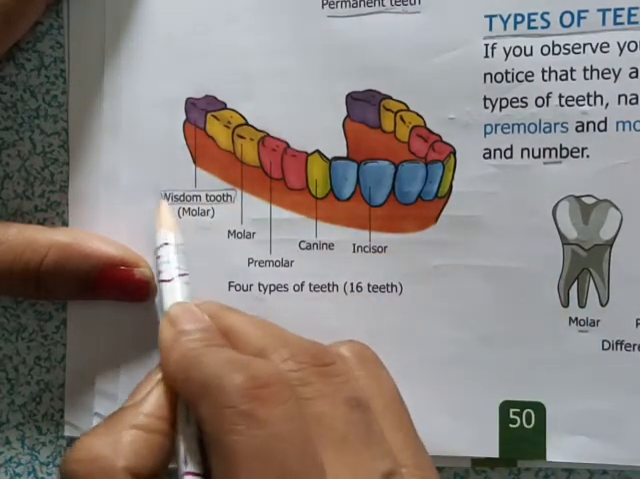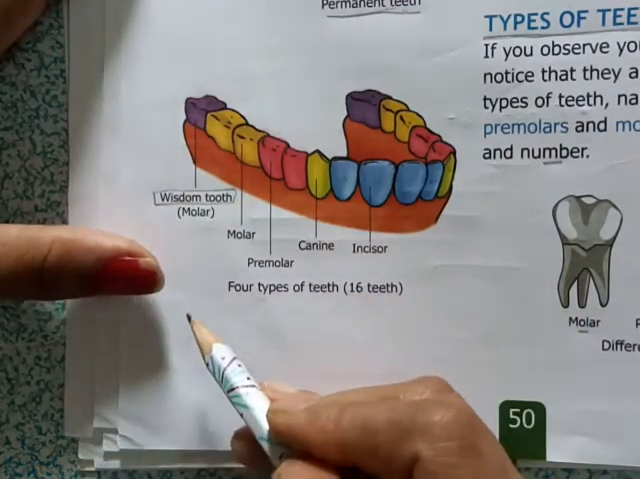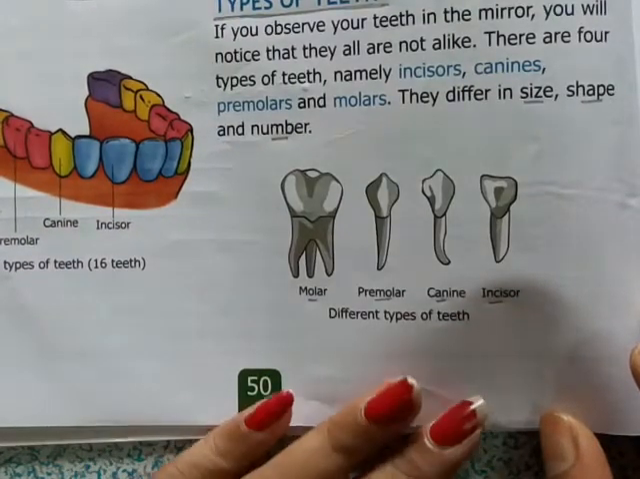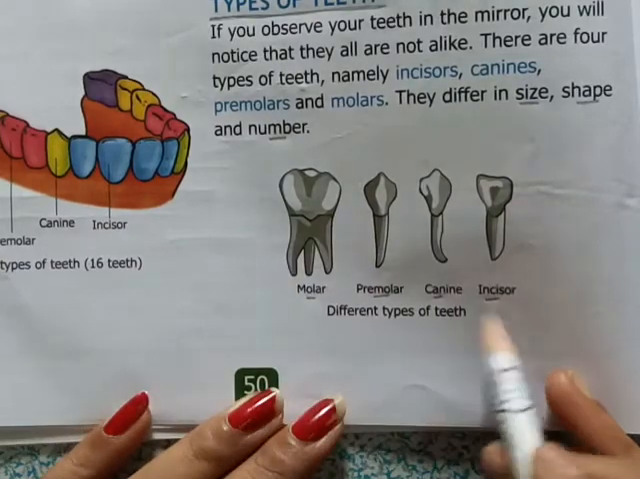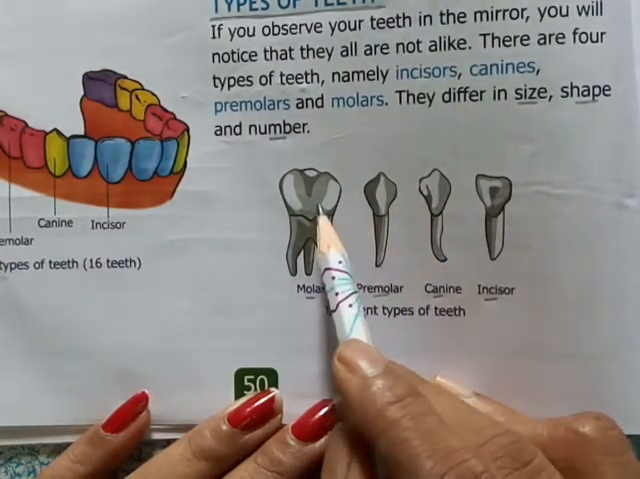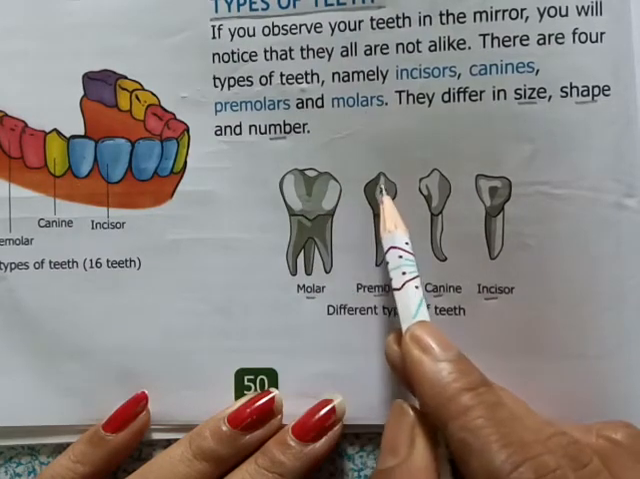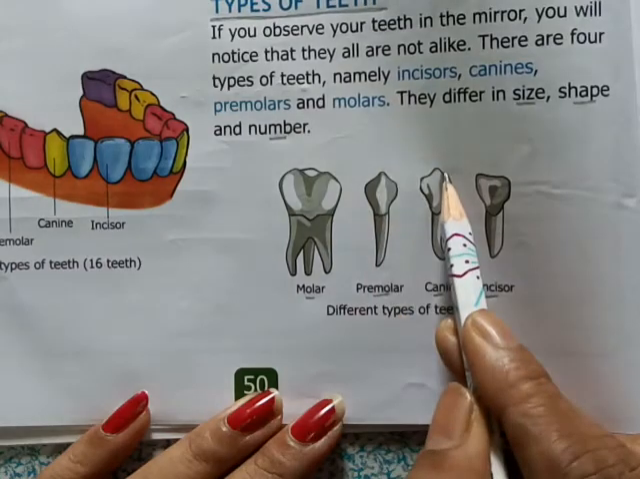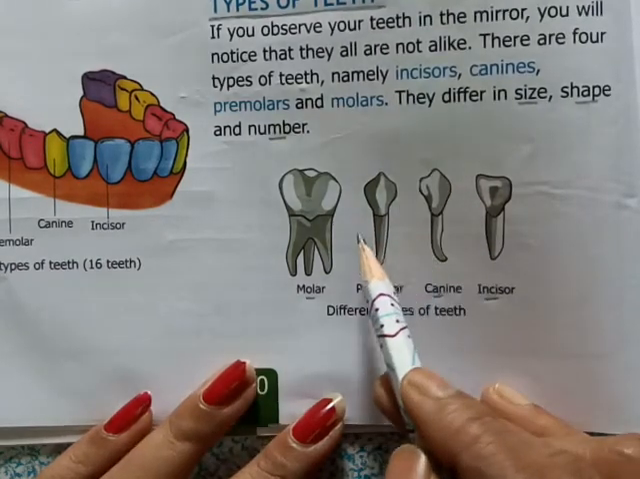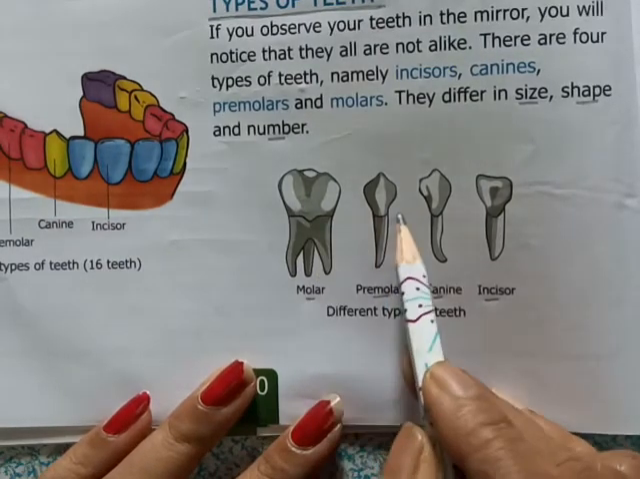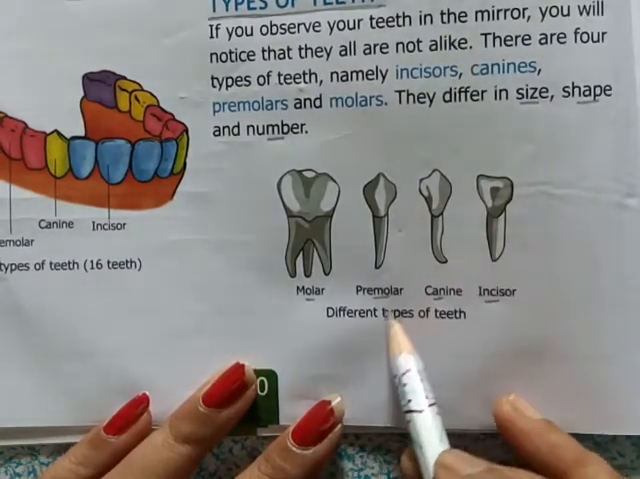Now here you can see the structure of all the types of teeth. See, it is differing in size. This is smaller, and this is broader. This is sharp. You can see these teeth are at the edges. So their number is different, their size is different, and the shape is different. So we will learn about them one by one.